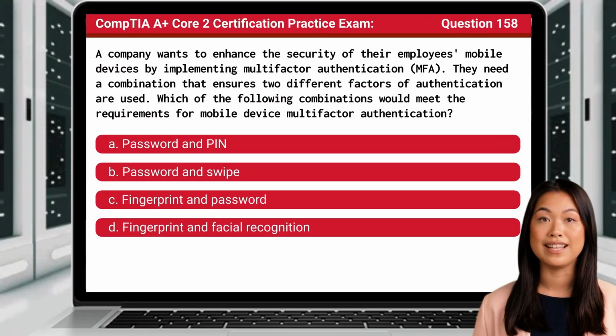Question 158. A company wants to enhance the security of their employees' mobile devices by implementing multi-factor authentication. They need a combination that ensures two different factors of authentication are used. Which of the following combinations would meet the requirements for mobile device multi-factor authentication?